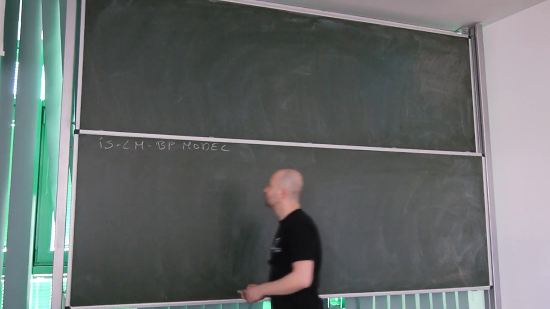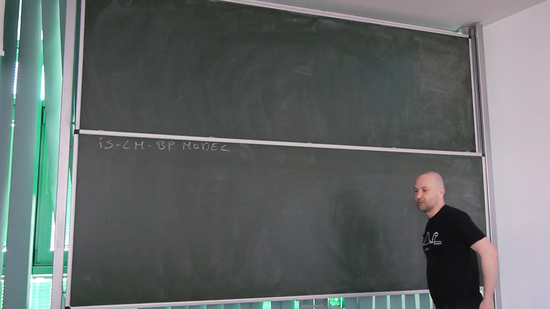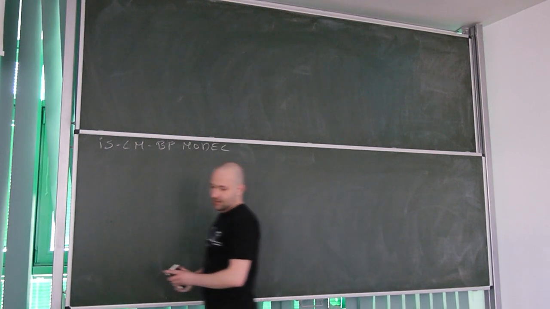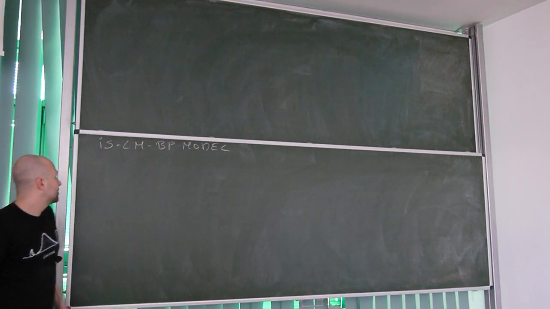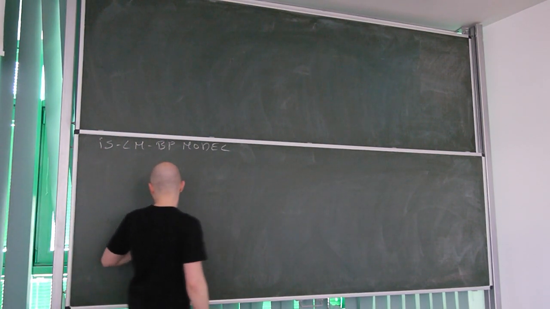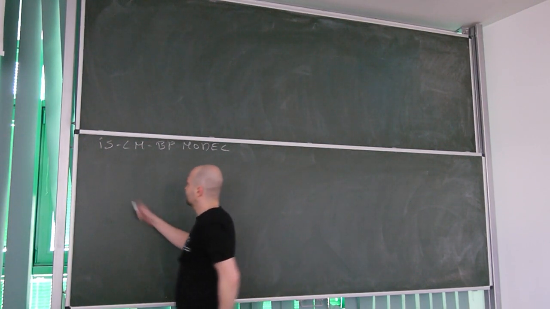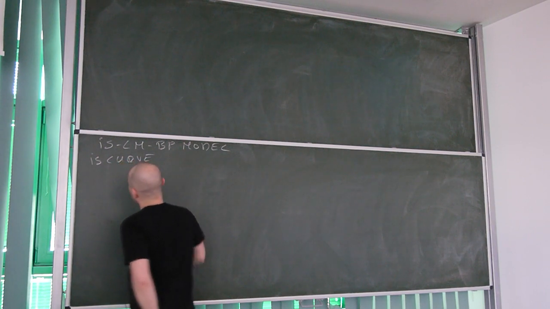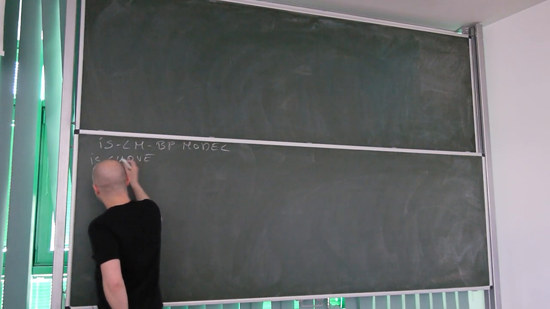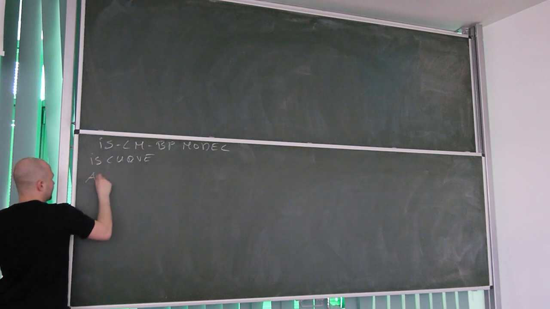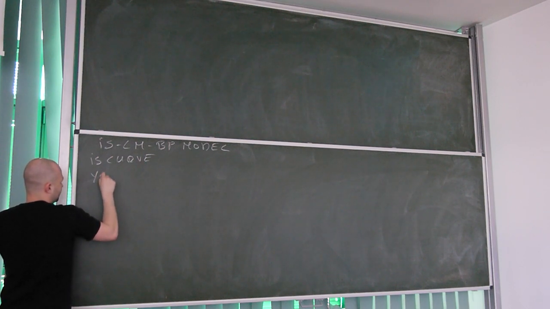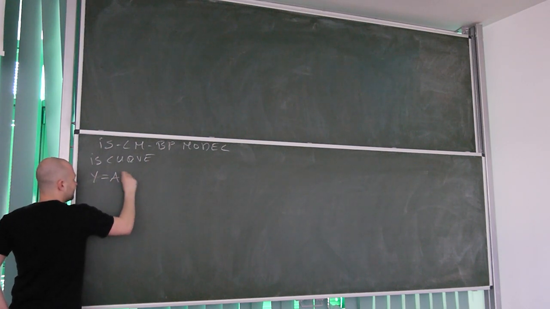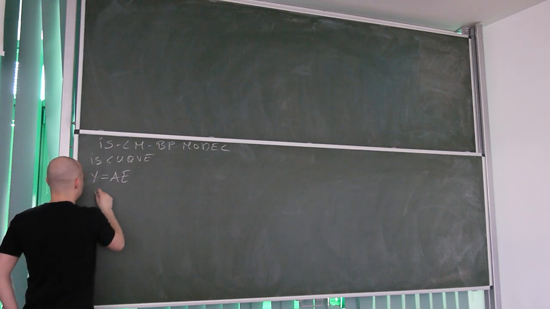Now we're going to move to the IS-LM-BP model. Just like we did with the IS-LM model, let's go equation by equation. So let's start with the IS curve. We have the following set of simultaneous equations. First we have the equilibrium condition, just like before.